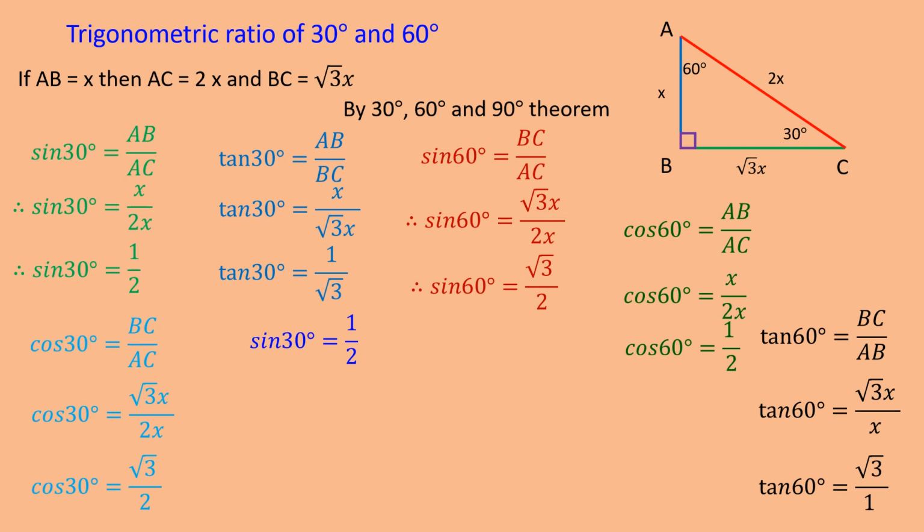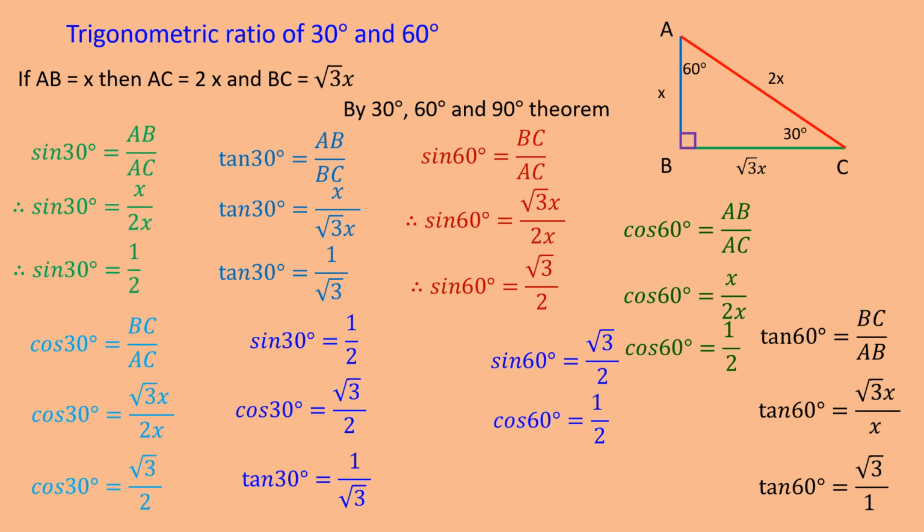Let us conclude it. Sine 30 degree is half, cos 30 is root 3 upon 2, tan 30 is 1 upon root 3, sine 60 is root 3 upon 2, cos 60 is 1 upon 2, and tan 60 is root 3 upon 1.